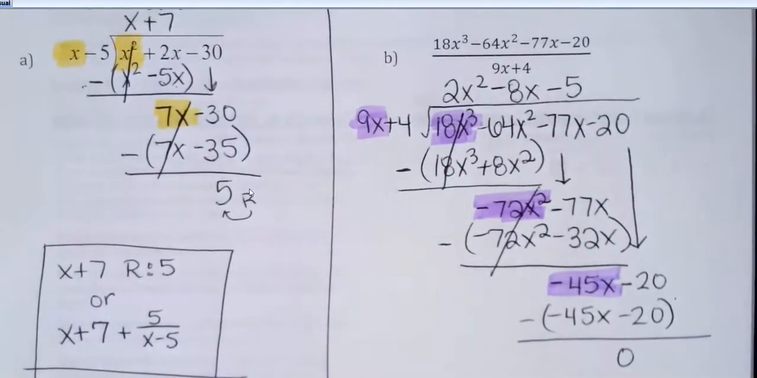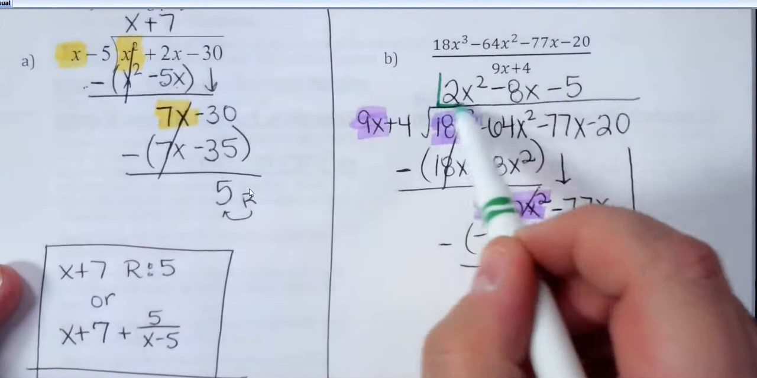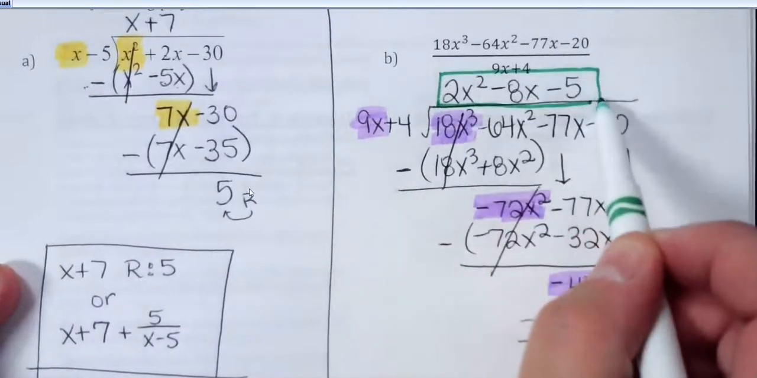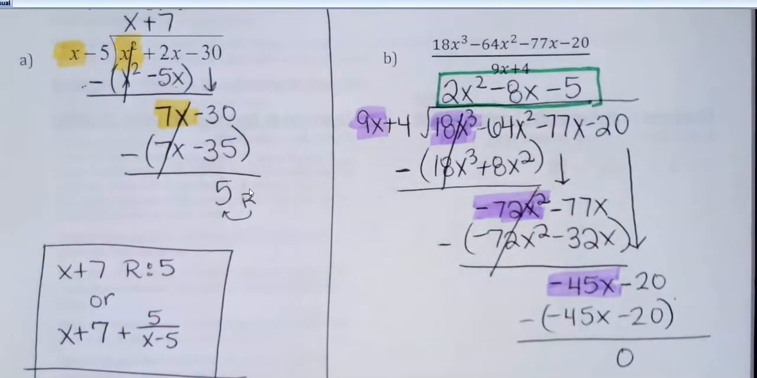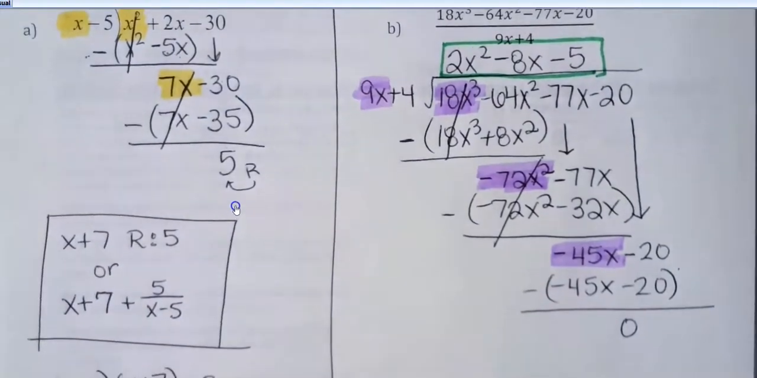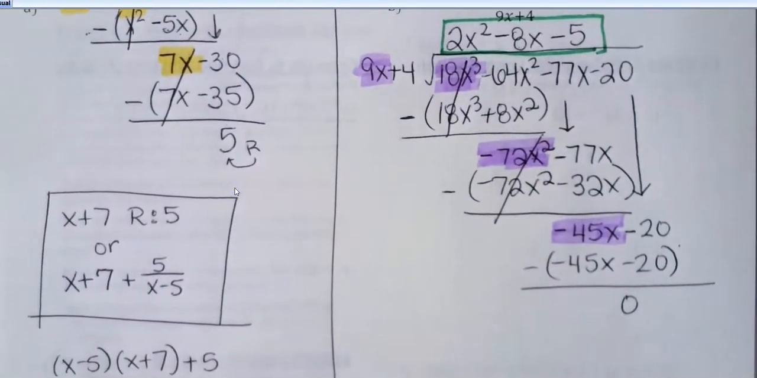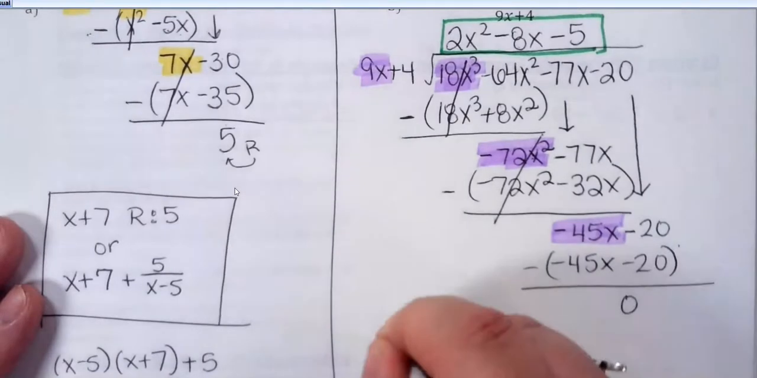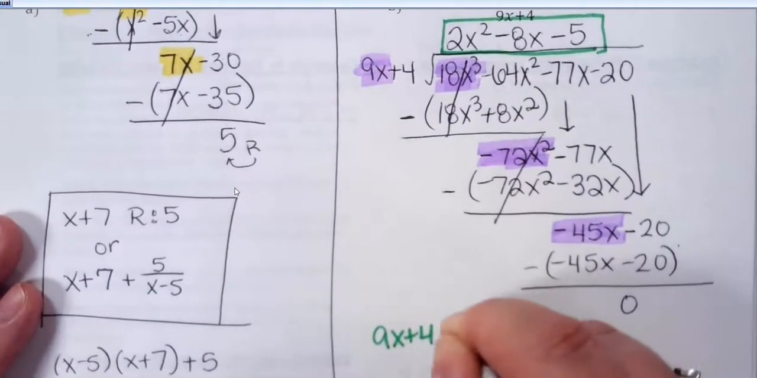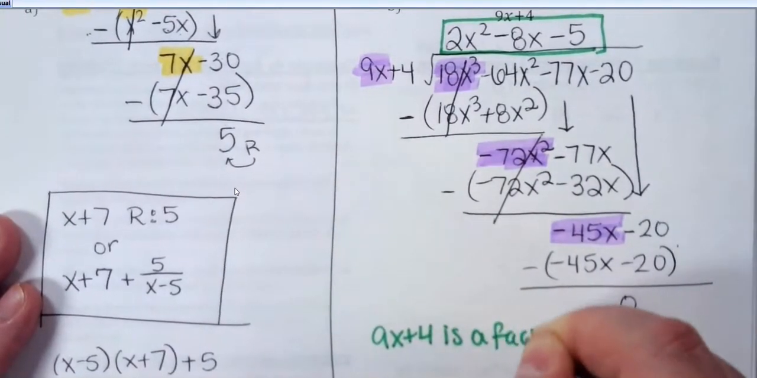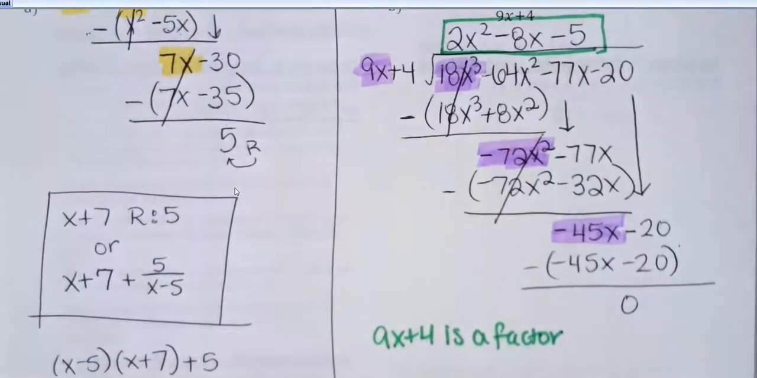Okay, so my answer to the question is literally just what I have on top here, the 2x squared minus 8x minus 5. If I don't have a remainder, and you don't have to write any of this, but what that would mean is 9x plus 4 is a factor because I don't have a remainder. If it divides in evenly, that means it's a factor. So no remainder there. Is anybody having a question?